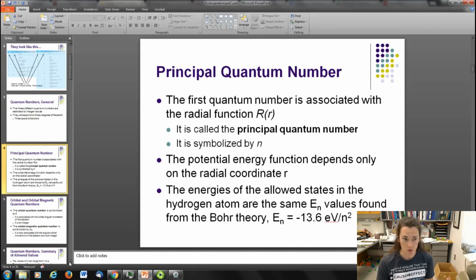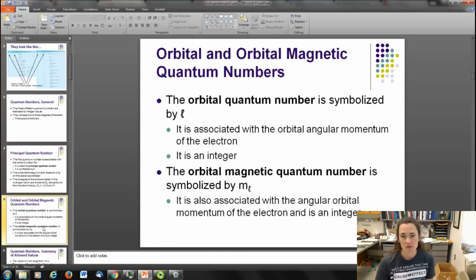It's pretty straightforward. The next quantum number is the orbital quantum number, and it's symbolized by a lowercase cursive l. It's associated with the orbital angular momentum of the electron. It's an integer. And then the third one is the magnetic quantum number, and it's symbolized by m sub l, and it's also associated with the orbital angular momentum. Specifically, it gives the z component of the orbital angular momentum.